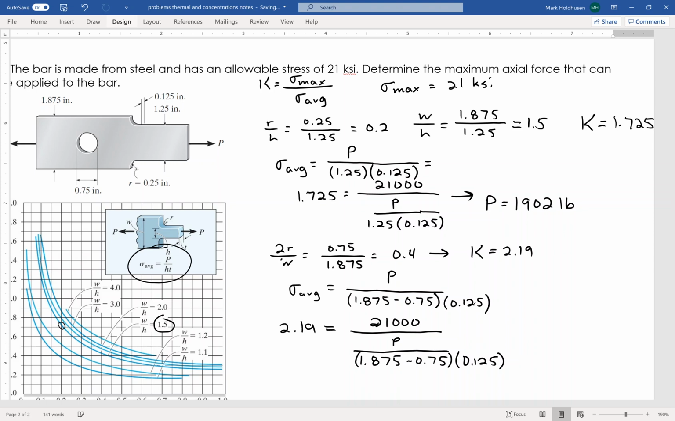Okay, and this is the one I have to go with because it's smaller, right? I can't exceed that one, okay? Because if I go up to the 1900 of the other one, this one will have already exceeded its allowable force. So again, you go through, you find K, and you use that to find the maximum stress at the stress concentration using those charts.